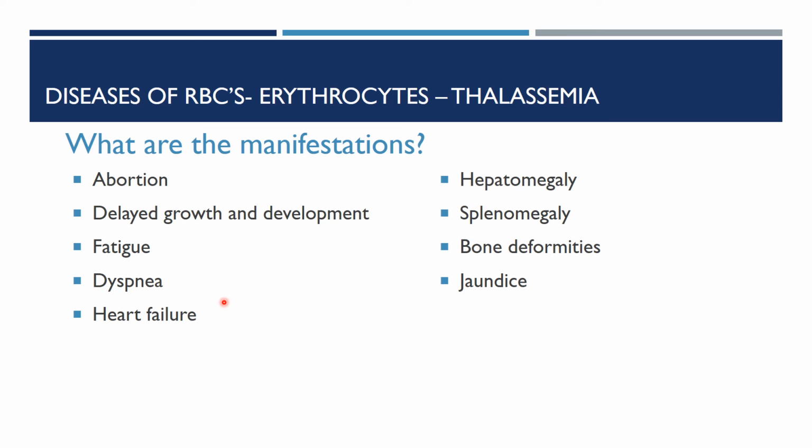Dyspnea, so labored breathing, heart failure, hepatomegaly, splenomegaly. Okay, and those are both going to go with the increased destruction of red blood cells. Bone deformities, so if we don't have enough oxygen to facilitate any of these processes, okay, and then jaundice is going to result from the increased erythrocyte breakdown.